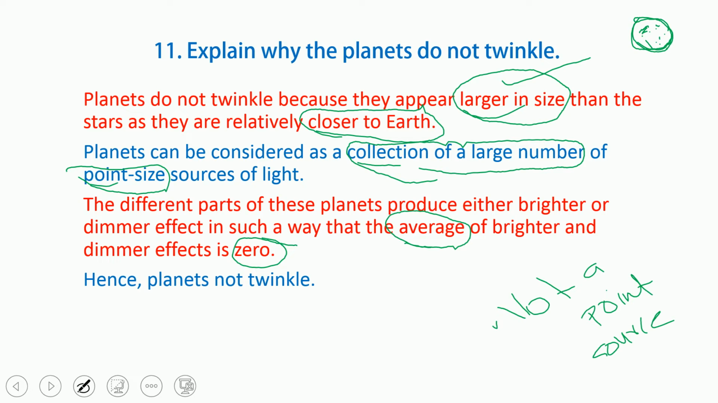Understand? So like that you have to write the answer. Planets do not twinkle because they appear larger in size than the stars as they are relatively closer to Earth. Planets can be considered as a collection of a large number of point sources of light. The different parts of these planets produce either brighter or dimmer effect in such a way that the average of the brighter and the dimmer effect is zero. Hence the planets do not twinkle. Sure? Understand it?